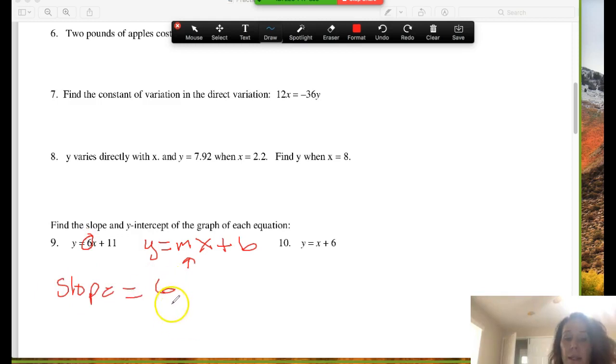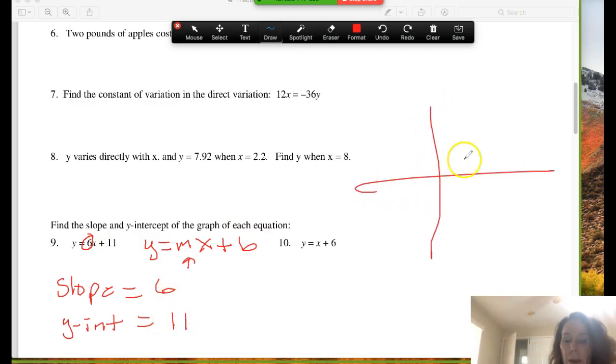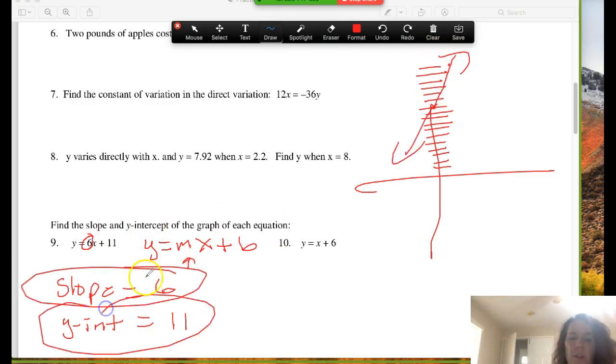So you would rise 6 and run 1. And then my y-intercept is always my b value, so that's going to be 11. If I were to graph this just to sketch it, my y-intercept is 11: 1, 2, 3, 4, 5, 6, 7, 8, 9, 10, 11. And my slope is 6 over 1, so I'd go up 6 and over 1, and I create a line. It doesn't ask you to graph, it just asks you for the slope and y-intercept.